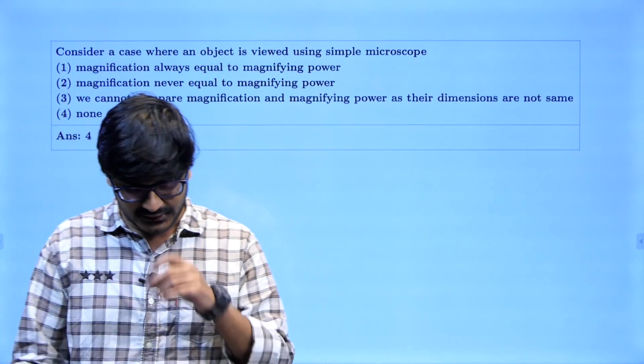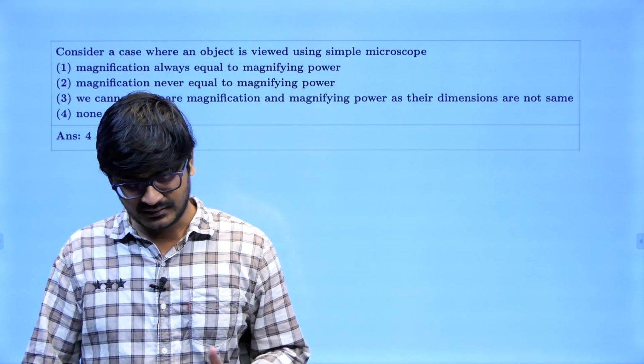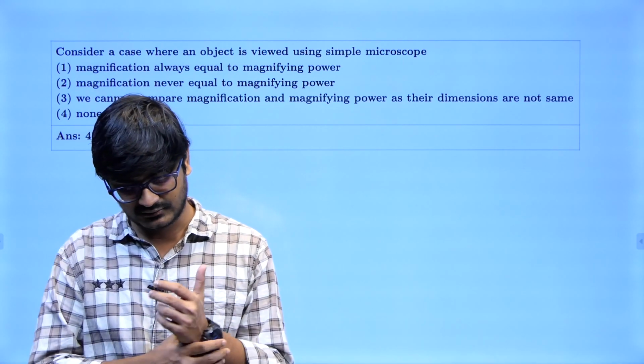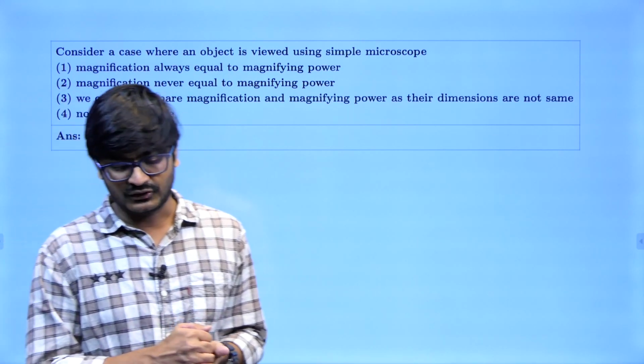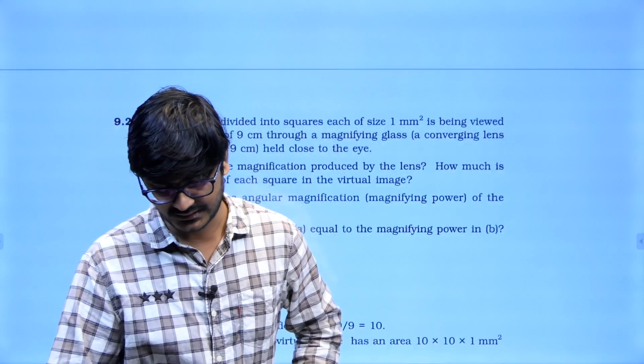Consider a case when the object is viewed through a simple microscope. So magnification will be equal to magnifying power always, or it will be never equal, or we cannot compare because the dimensions are not same. See, they don't have dimensions, so option 3 is wrong. They are ratios, so they won't be having any dimensions.